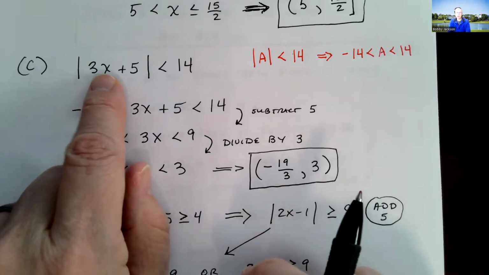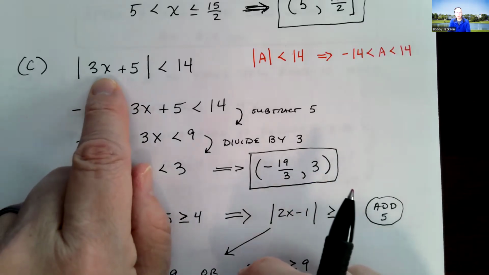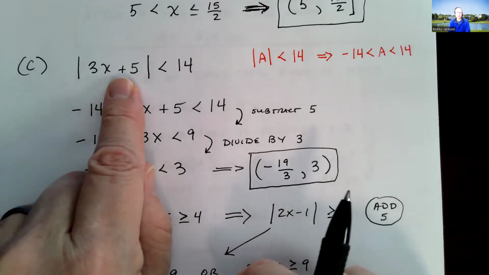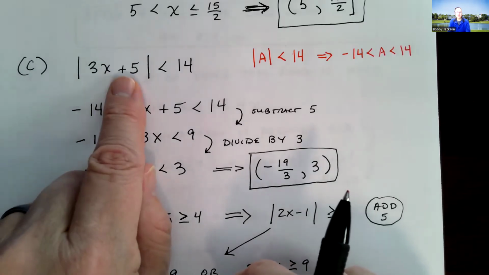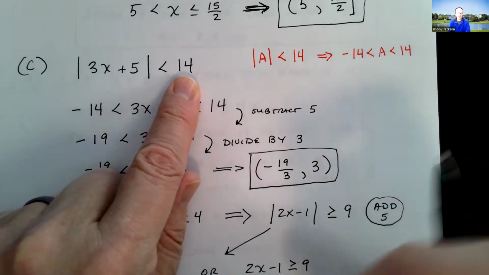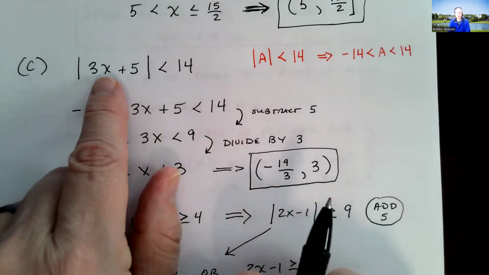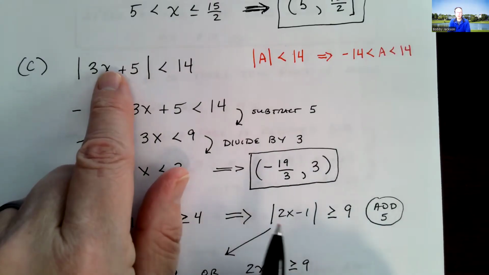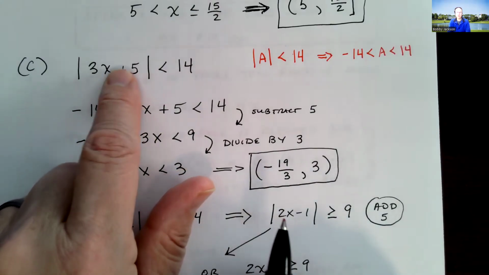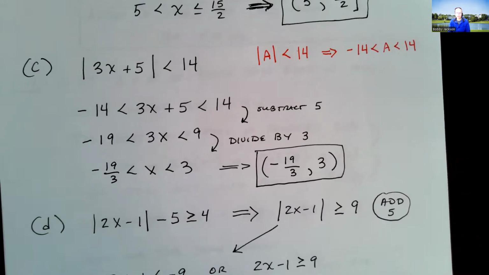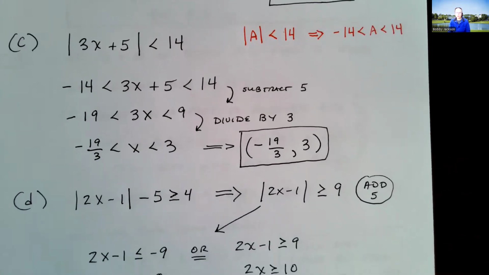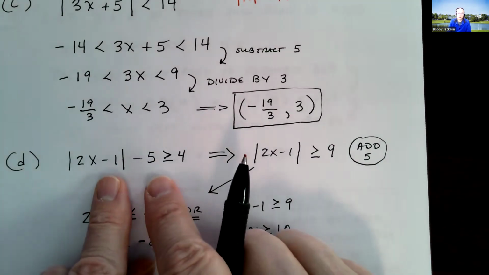notice that's kind of the borderline, because if I plug in 3, I get 3 times 3, 9, plus 5 is 14. The absolute value of 14 is 14. Well, 14 is not less than 14. So that's sort of the borderline. If I plug in something a little bit less than 3, but greater than negative 19 thirds, then this will work.